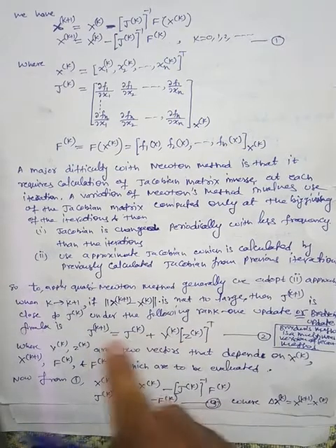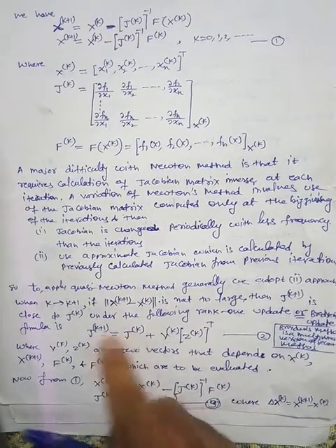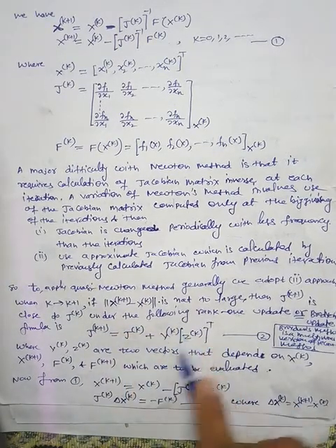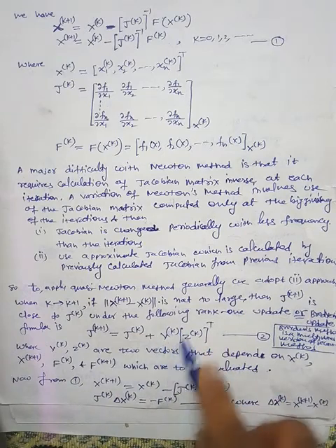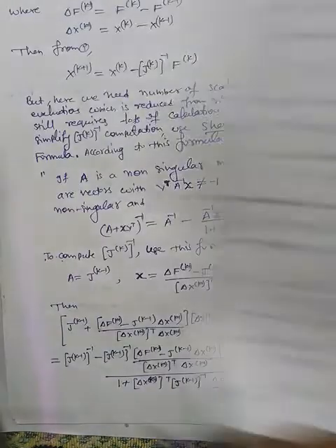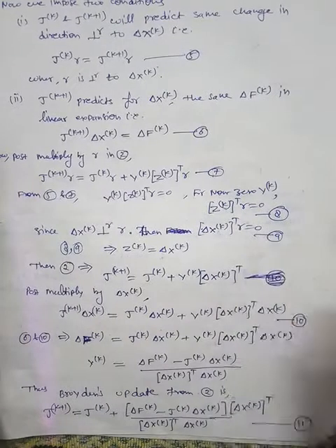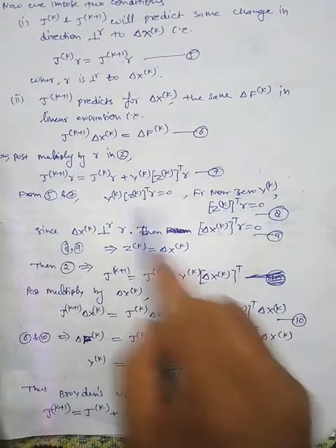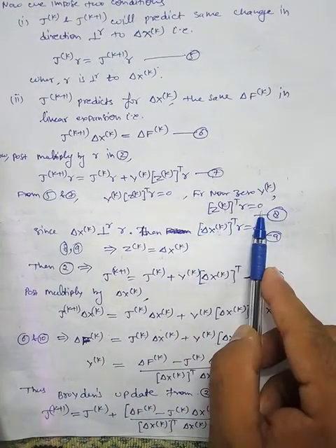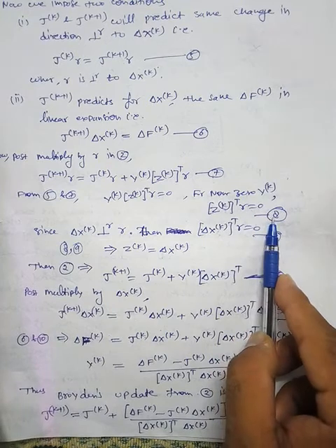There will be no change in Jacobian, so that's why there is no update here. So that's why we can say that yk should be a non-zero quantity. Hence, we can say that for non-zero yk, this product should be 0, and this is denoted by 8.